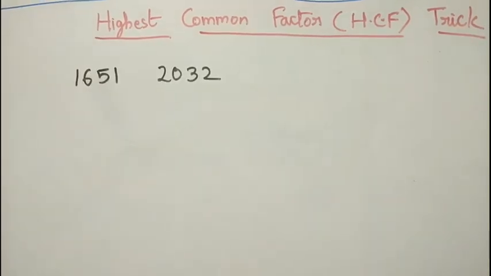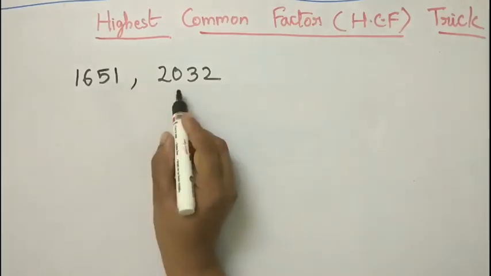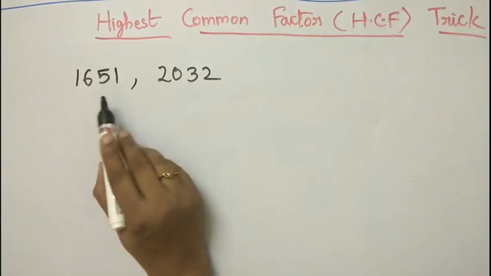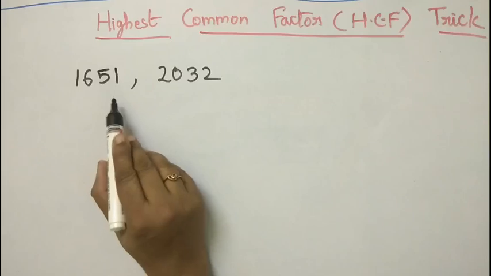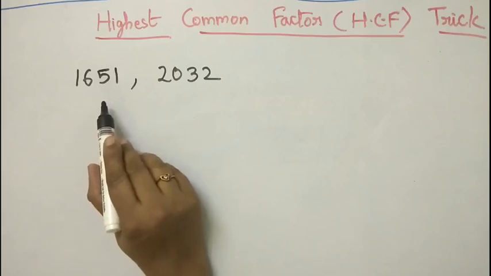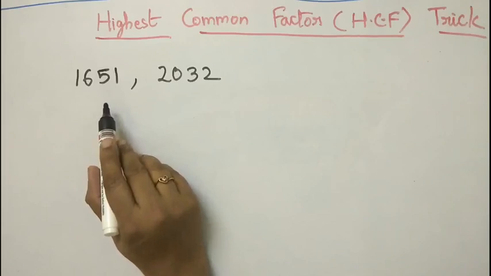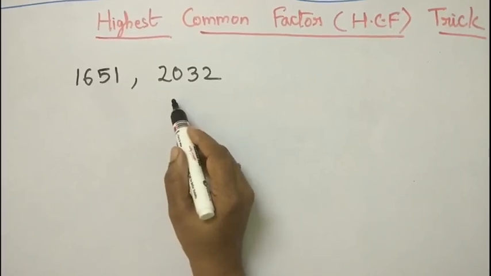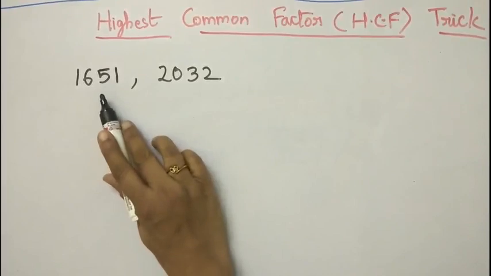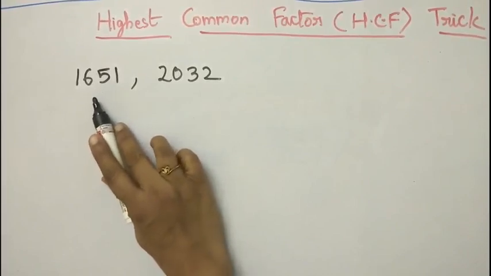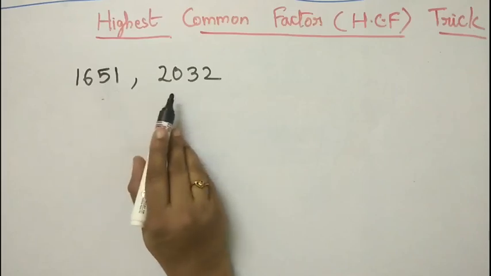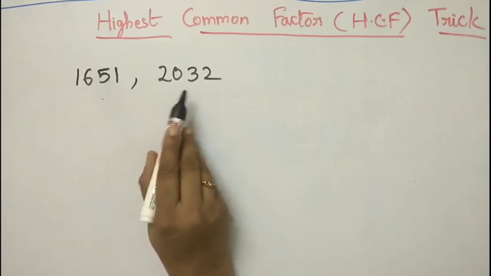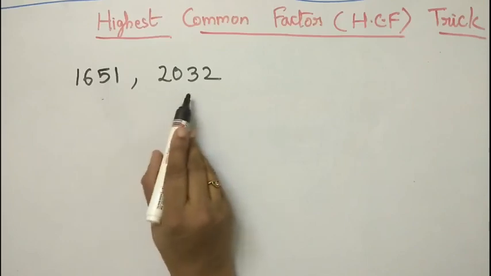Suppose they asked to find the HCF of these two numbers, that is 1651 and 2032. Suppose we have to find the HCF of these two numbers. I took 4-digit numbers because it will be easy for you to understand how to do it for 3-digit numbers. As explained in the before example, similarly we have to check whether in this table, that is 1651, we will get a value less than 2032, or 2032, the number that I am going to divide.